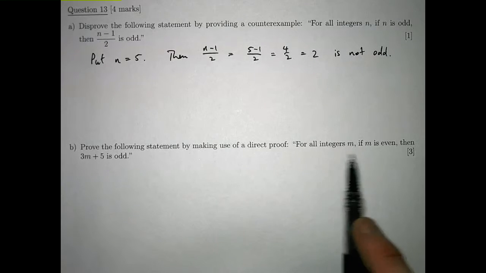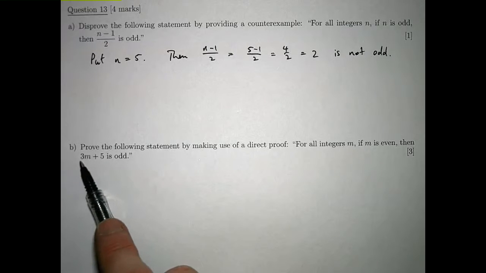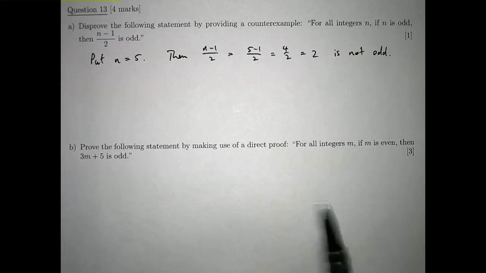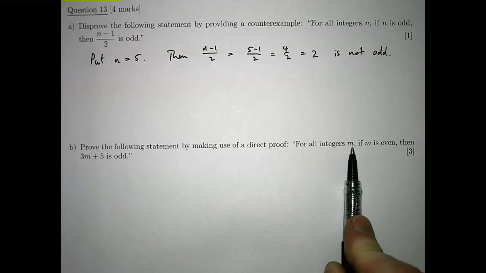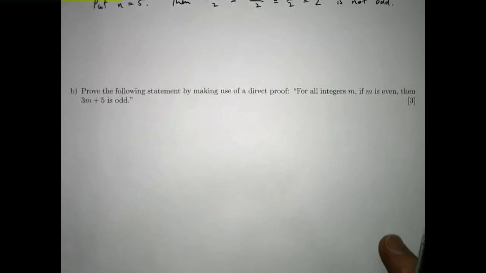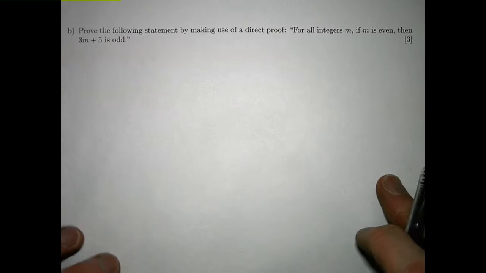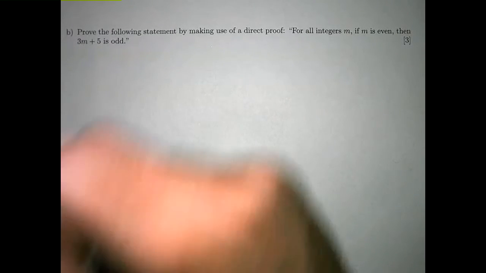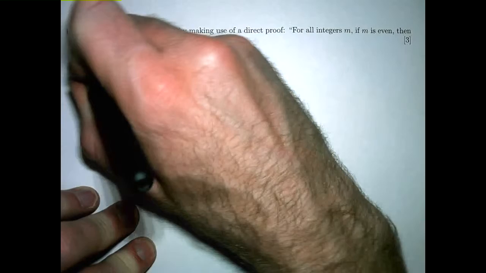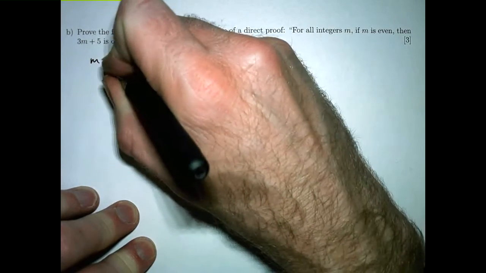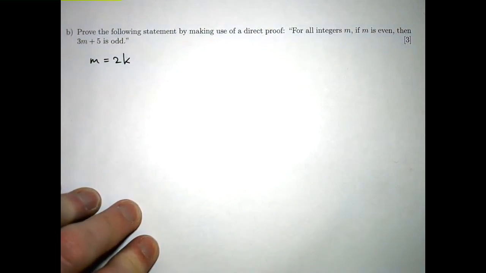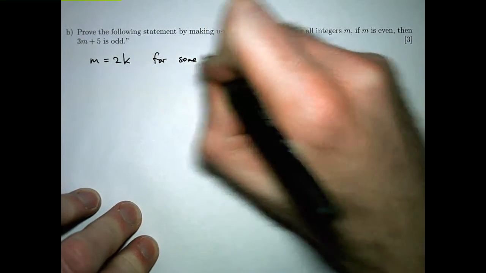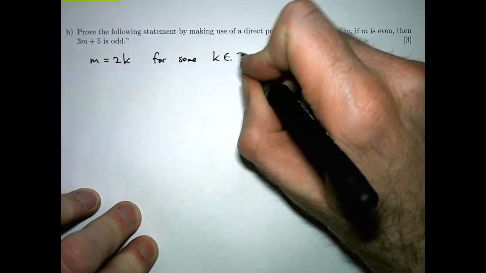So what a lot of you did was said, okay, put m equal to 2, then 3m is equal to 6, plus 5 is 11, and 11 is odd. Yes, you proved it for m is equal to 2, but we're trying to prove it for all integers m, and we want a direct proof. So let's do that now. Okay, so m is even. That means that m can be written as 2 times some integer k. So it can be written as 2k for some integer k.